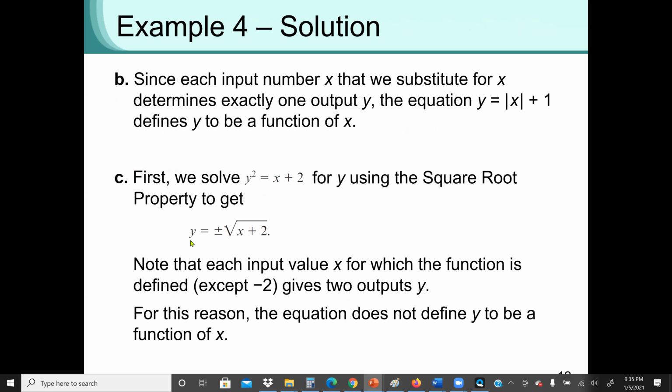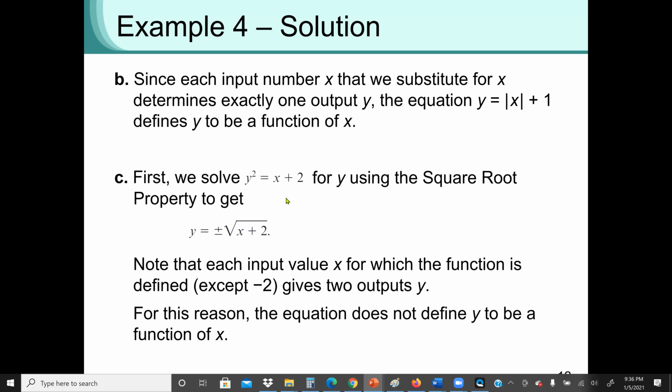Now let's try the b. The b, we have absolute value of x plus 1 equal to y. This also is a function because any value we have for x, we are going to get only one y value. So since each input number x that we substitute determines exactly one output y, the equation y equal to absolute value of x plus 1 defines y to be a function of x.